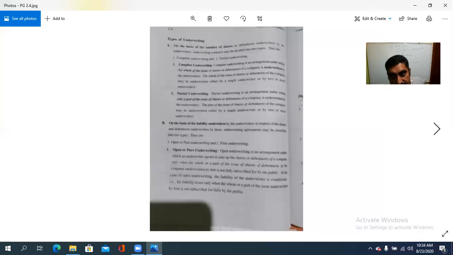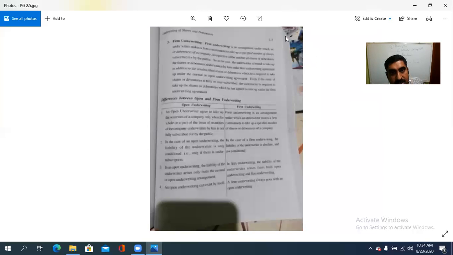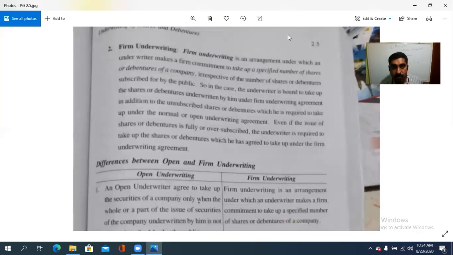Clear? Next, firm underwriting. What is firm underwriting? Firm underwriting is an arrangement under which an underwriter makes a firm commitment, from the name itself. Firm means a steadfast, resolute decision. Okay? A firm commitment to take up a specified number of shares or debentures of a company irrespective of the number of shares or debentures subscribed by the public.